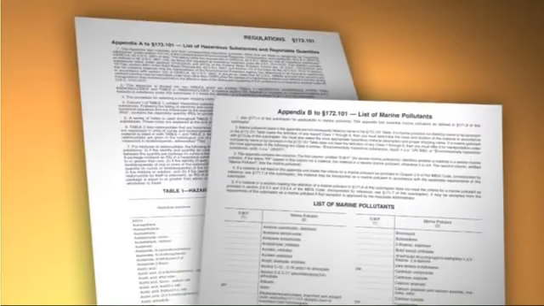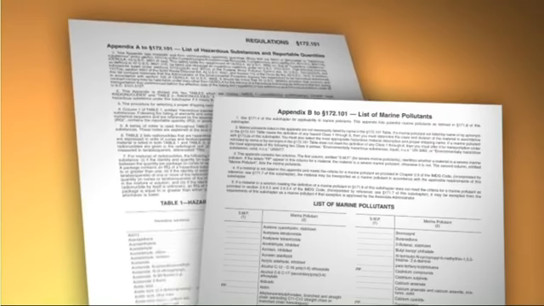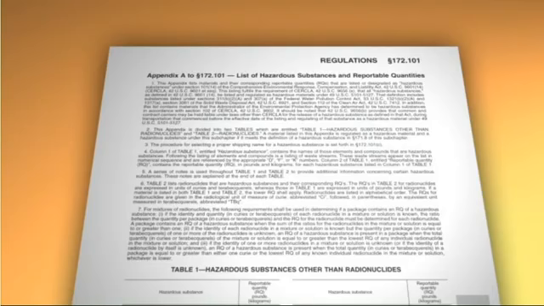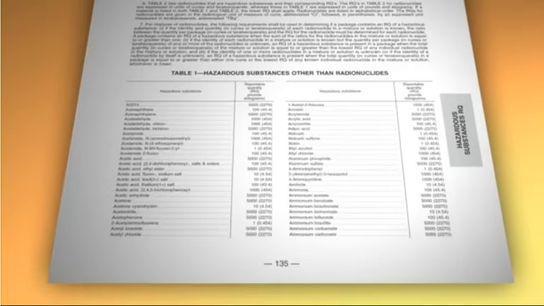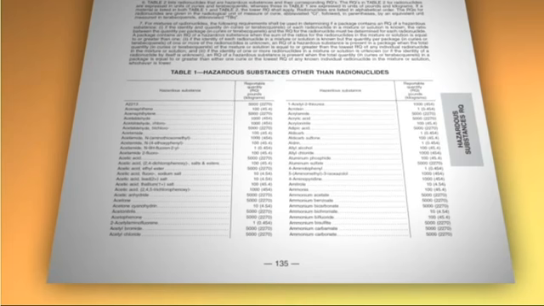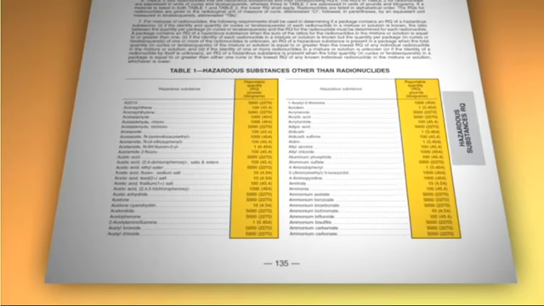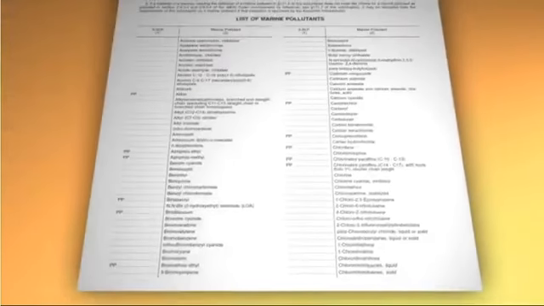2 appendices follow the HazMat table and are referred to as Appendix A and Appendix B. Appendix A, the list of hazardous substances and reportable quantities, lists materials that present an environmental hazard when shipped in certain quantities. The material's reportable quantity. Appendix B, the list of marine pollutants, lists materials that could harm the marine environment.